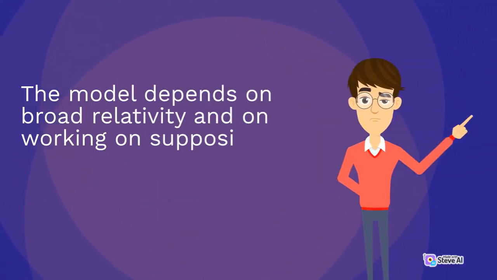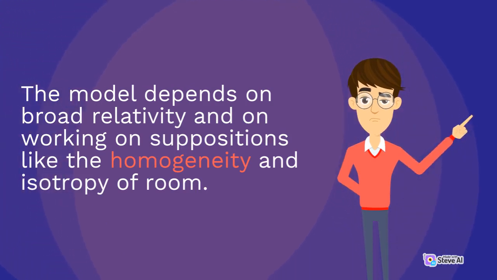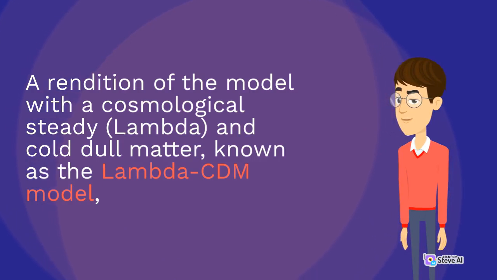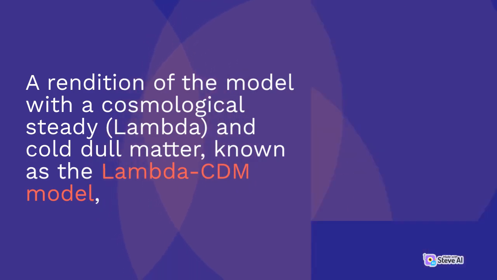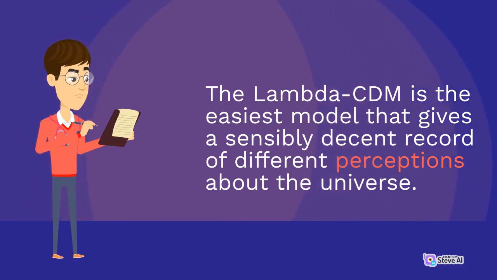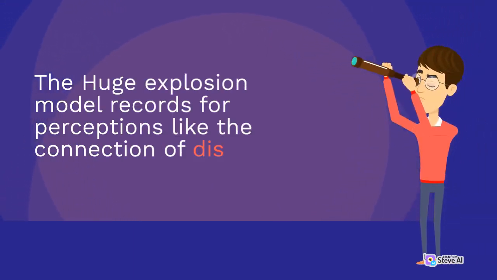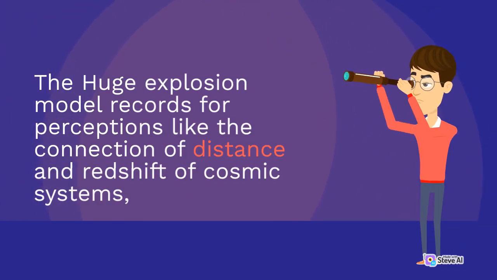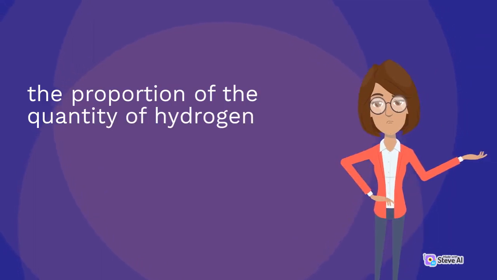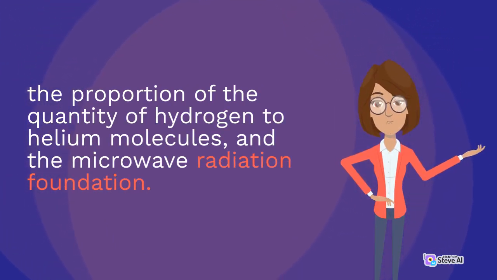The model depends on general relativity and on simplifying assumptions like the homogeneity and isotropy of space. A version of the model with a cosmological constant, Lambda, and cold dark matter is known as the Lambda CDM model. The Lambda CDM is the simplest model that gives a reasonably good account of various observations about the universe. The Big Bang model accounts for observations like the correlation of distance and redshift of galaxies, the ratio of the amount of hydrogen to helium atoms, and the microwave radiation background.